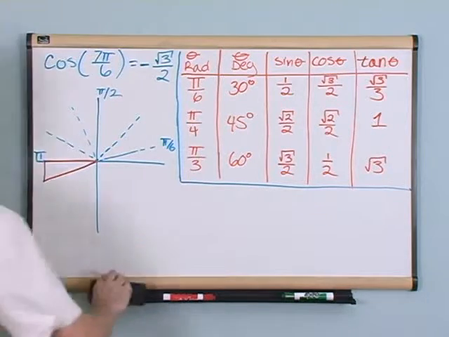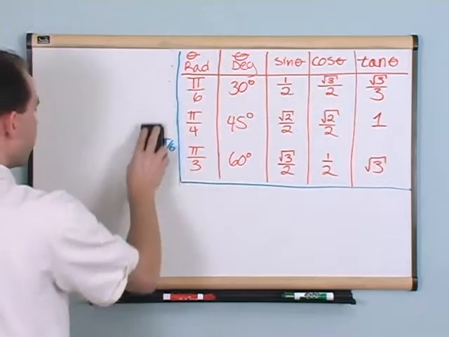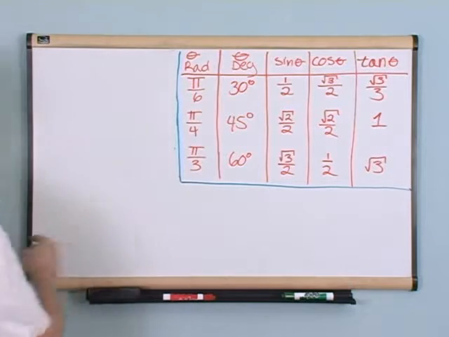Not too bad, right? Like I say, the trick is just counting your angles, remembering that pi over 6 is kind of a 30-degree increment, and learning how to count there.